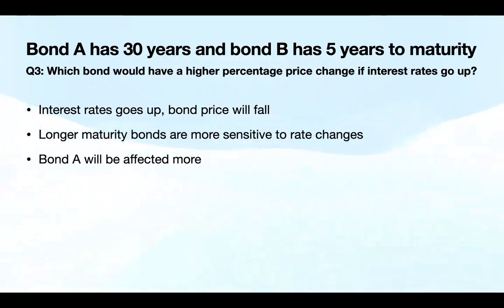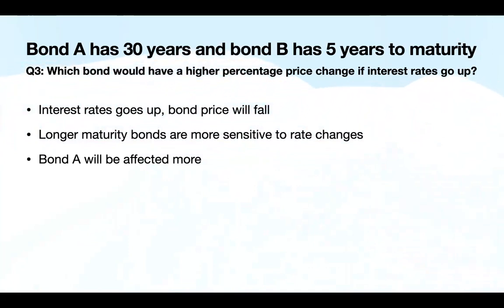And when asking which bond would have a higher percentage price change if interest rates go up, first of all, I can say the price of bond A will be affected more. According to Ross, interest rate has a bigger effect on bonds with longer terms. So compared to bond B, bond A has a longer term of 30 years. Although increasing interest rate will bring down both bonds, bond A with a longer term will be affected more.